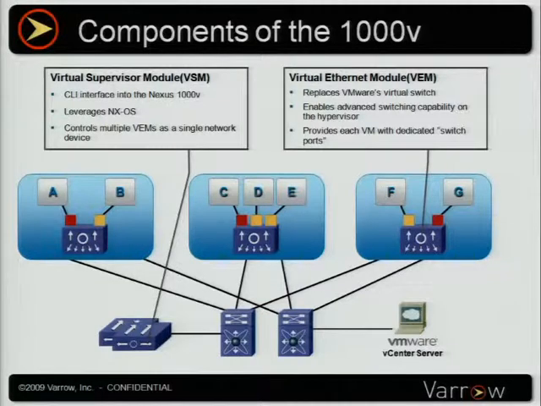And you can control multiple virtual Ethernet modules with one set of virtual supervisor modules. The virtual Ethernet module is what gets installed on each of your vSphere hosts. It's a little piece of software, gets installed, and it coexists along, I say replaces here, but really it coexists with VMware's virtual switch because you can run the existing standard switch along with the 1000V on the same host.